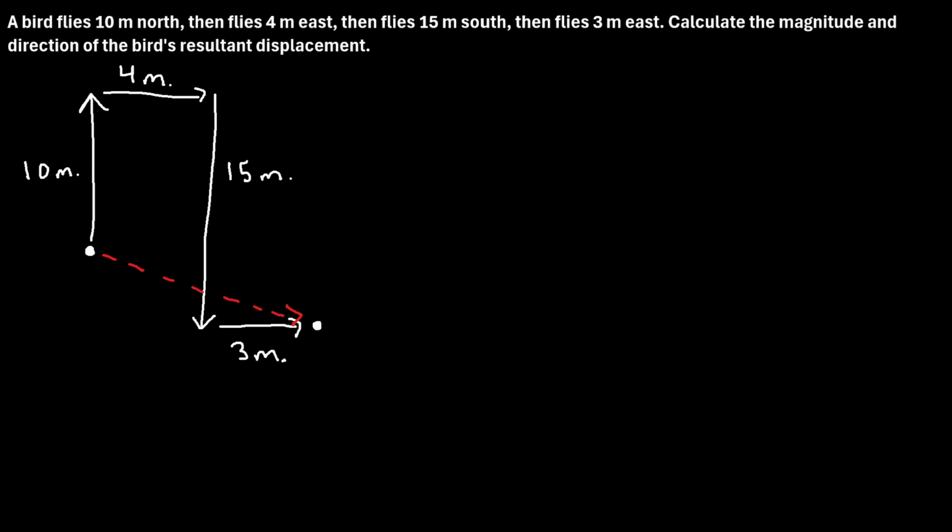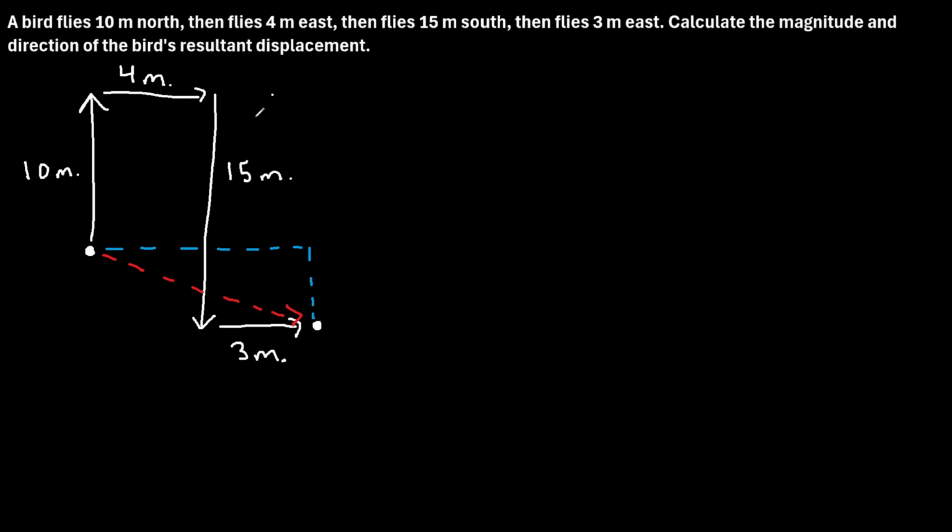Well, the trick that we're going to use is we're going to try to draw a right triangle in which the resultant vector is the hypotenuse of the right triangle. So notice what we can do. We can draw a straight line like this. This is the total displacement in the x direction of the bird. And then we can draw a straight line like this to form the third side of the triangle, and that's the total displacement in the y direction.